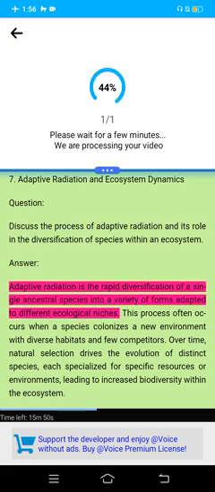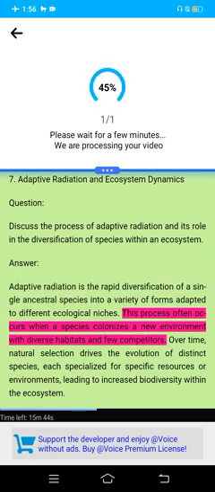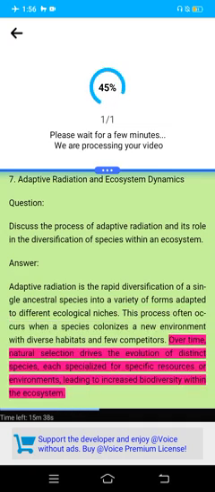Answer. Adaptive radiation is the rapid diversification of a single ancestral species into a variety of forms adapted to different ecological niches. This process often occurs when a species colonizes a new environment with diverse habitats and few competitors. Over time, natural selection drives the evolution of distinct species, each specialized for specific resources or environments, leading to increased biodiversity within the ecosystem.